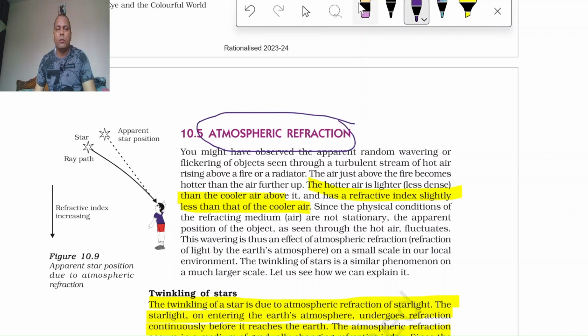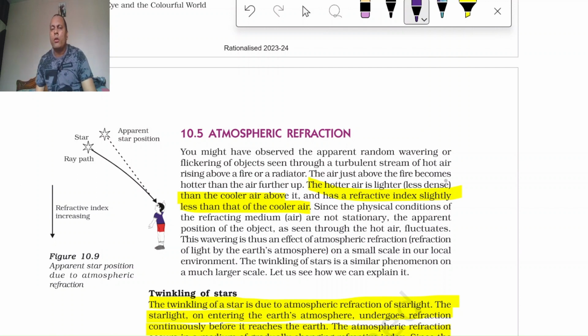You should also understand what atmospheric refraction is. You might have observed the random wavering, the flickering, of an object seen through the turbulent stream of hot air rising above a fire. The air just above the fire becomes hotter than the air further up. The hotter air is lighter, or less dense, than the cooler air.